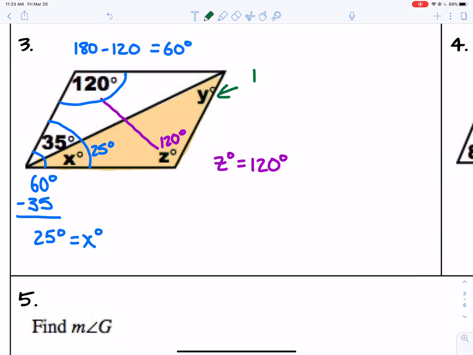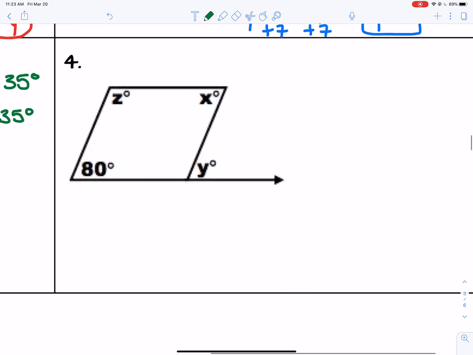So y would be 180 degrees minus 120 minus the 25 degrees, which would be 35 degrees. So now we have figured out all of our variables, x, y, and z. Let's move on to number 4.